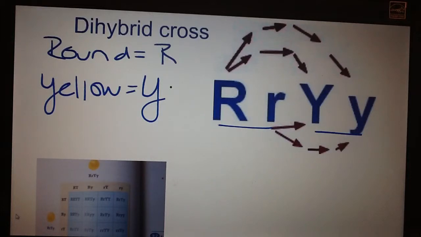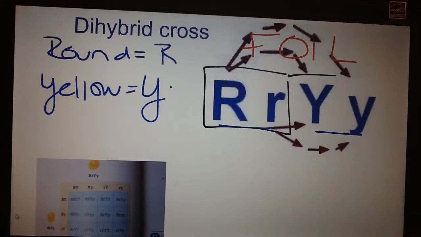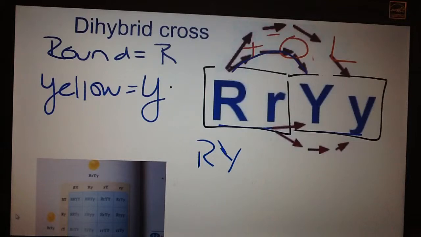Well, here I have outlined what is known as the FOIL method. Here is first, outside, inside, last. So first, you're going to take the first of the 2 different alleles. So here's our first: big R, big Y. That's our first possible allele.